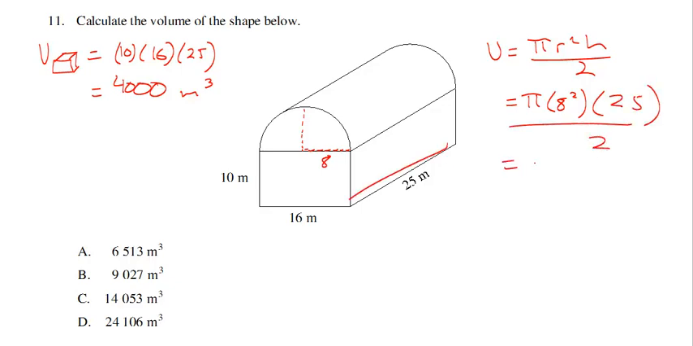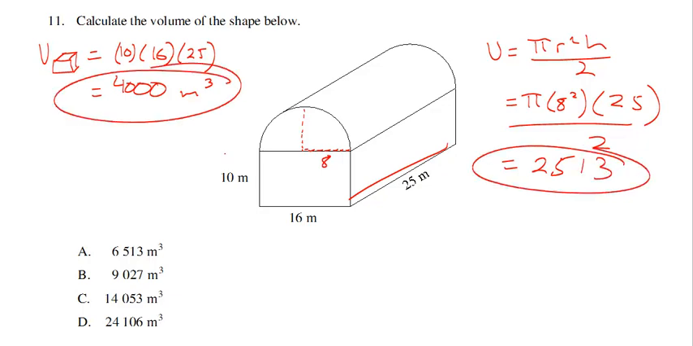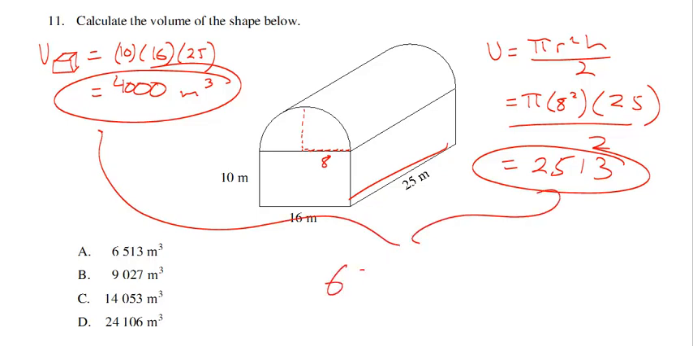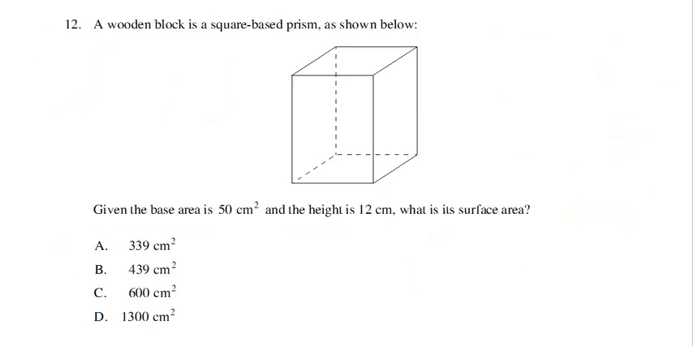And if you crunch those numbers, we get 2,573. Sorry, not 2,573, 2,513, a little typo on my part. When you join these amounts together, you see that that gives us 6,513 meters cubed, which is A. Okay, bravo.